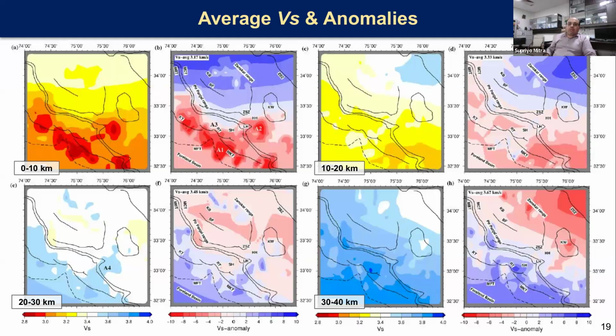Now I'll show you depth slices of the 3D velocity model, looking at the top 10 kilometers, then 20 kilometers, 30 and 40 kilometers. You have a pair of panels each. On your left is the absolute VS, on your right is the velocity anomaly. I'll quickly highlight the things that we see here.